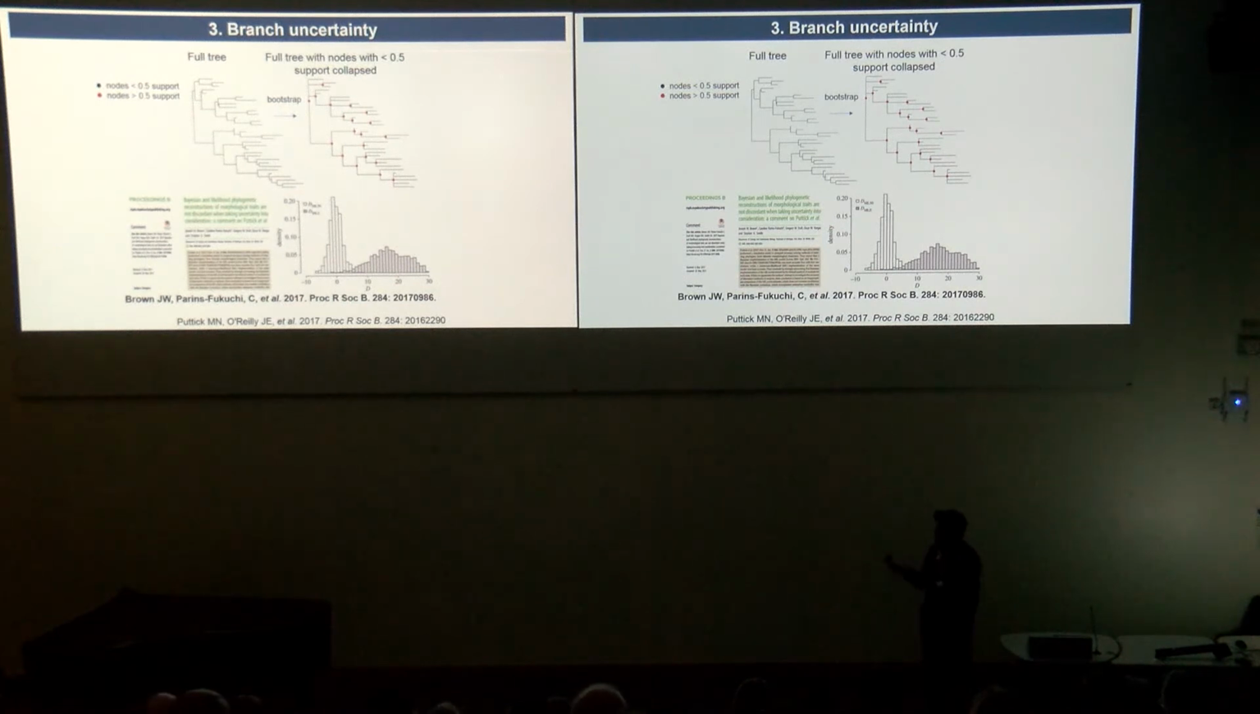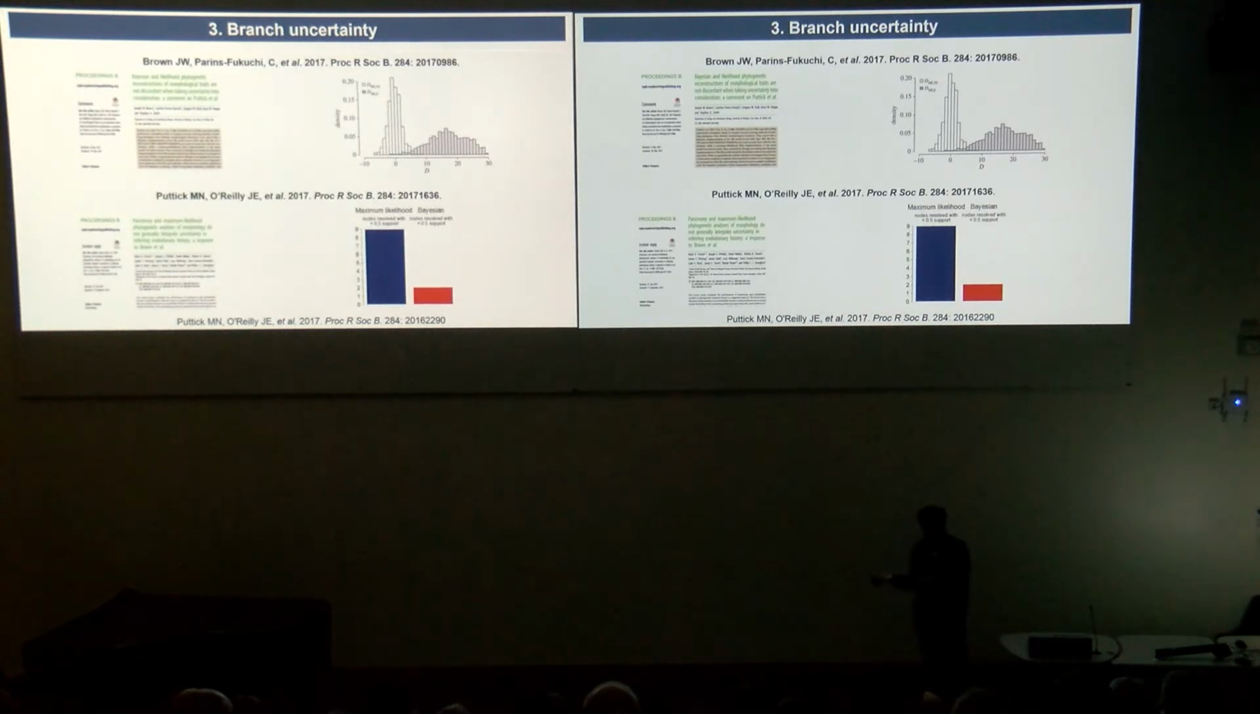This is exactly the approach that Brown et al. took in a response to our Proceedings B paper. And they basically said, if you do this, maximum likelihood and Bayesian performance, as judged by Robinson-Foulds distance, is near identical. They didn't consider any parsimony method. And fundamentally, I think this is true, and I agree with it.